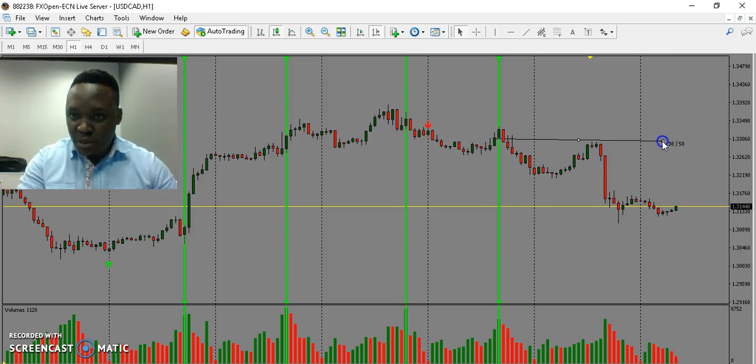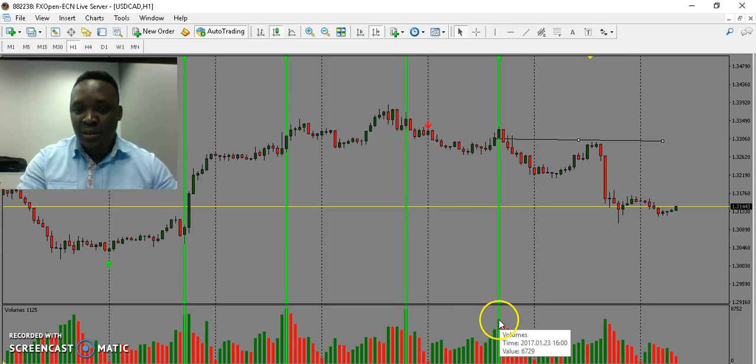Oops, missed it by just a few pips. Unfortunately, you missed this trade by just a few pips, but let me explain. As you can see, this arrow, this vertical line that I've drawn here, and you can see there were high volumes. The volumes were low here, then they started rising, then serious volumes there.